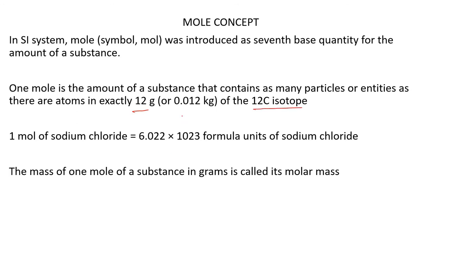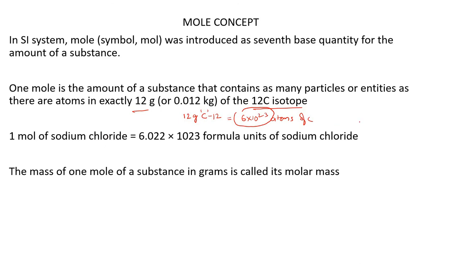For example, take 12 grams of carbon, whose isotope number is 12. How many atoms does it have? 6 into 10 to the power of 23 atoms of carbon. This number is called 1 mole. The definition can be easily given: exactly 12 grams of the 12 isotope of carbon atom. That is also very simple to remember.